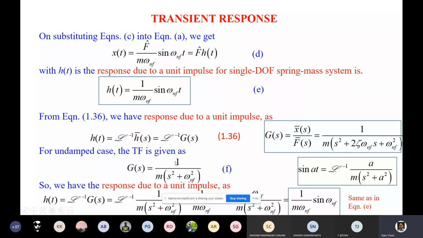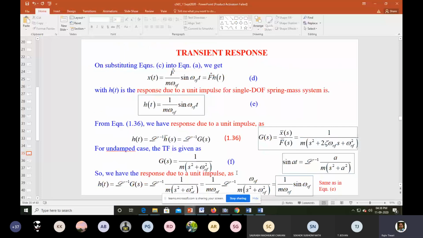So if we do the inverse transform of this, I can show the inverse transform of this. Because there is no omega term here, I'm dividing and multiplying by omega n. So this is the standard form of the inverse Laplace transform. So this will give us sine omega n t. I think there should be omega n t here.